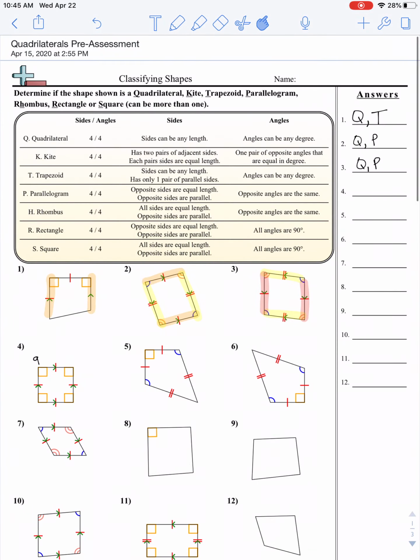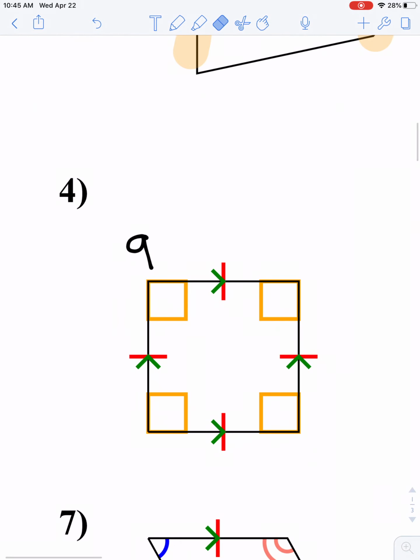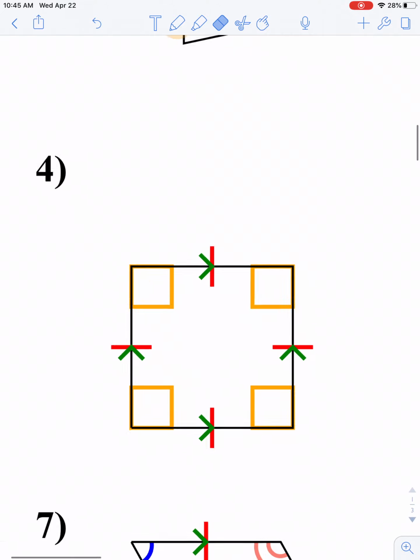All right, let's look at number 4. Oop, ignore my 9 here. I was doing some work before this.